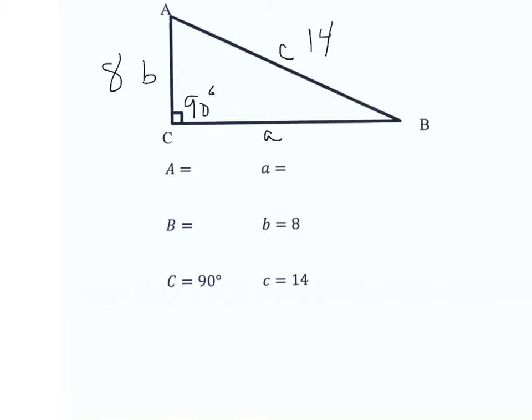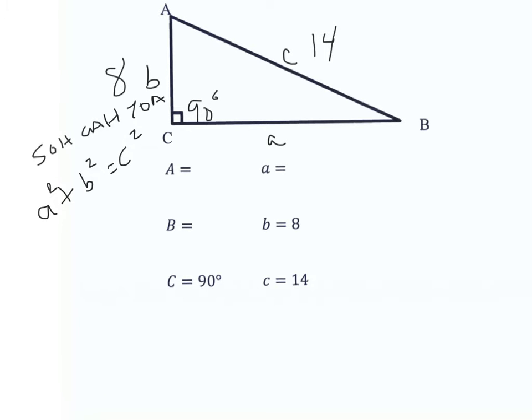and we know that little c is 14. So remember, for these problems, you're going to be using SOHCAHTOA, or we're going to be using the Pythagorean theorem. The Pythagorean theorem is for finding sides, SOHCAHTOA we're using to find angles. So it depends on the problem which one you're going to use.